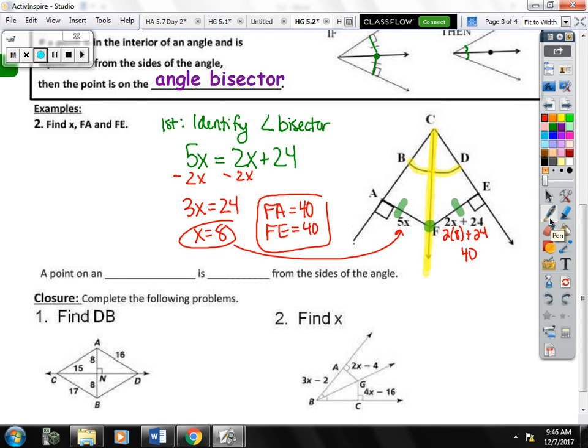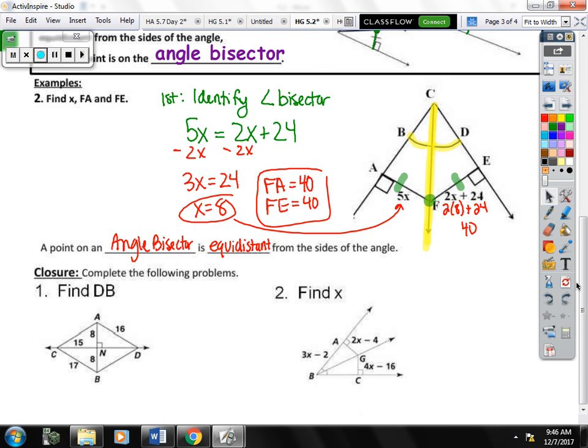And this blank says a point on an angle bisector is equidistant from the sides. So kind of just restating the theorem. See if you guys can find the answers to the closure. I'm going to pause the video. Okay, when you're ready to see the answers, I'm going to share those with you, and you want to be really careful with number 1.